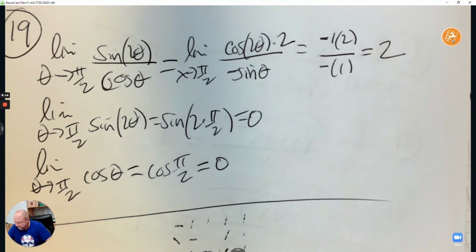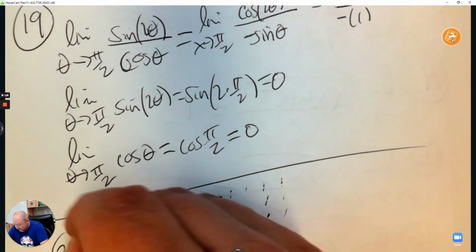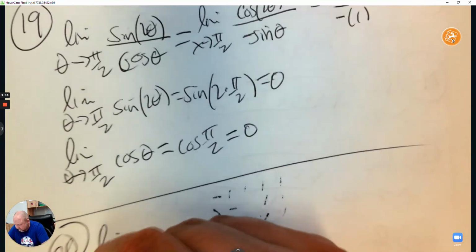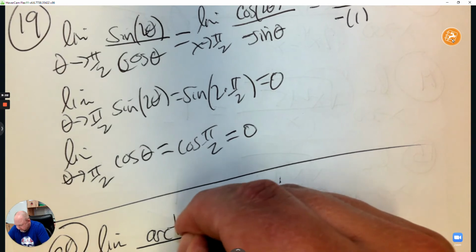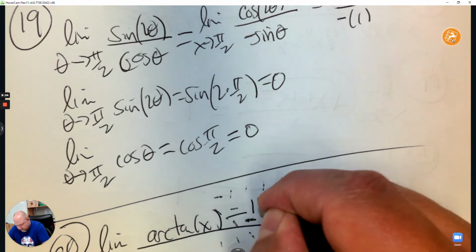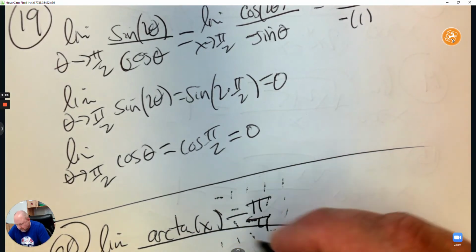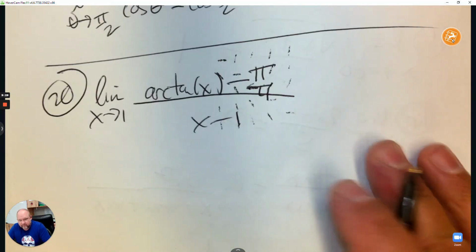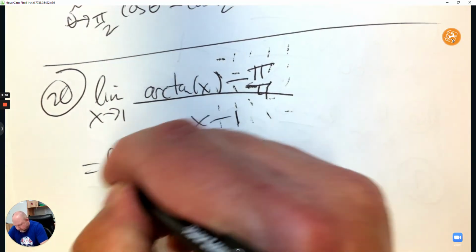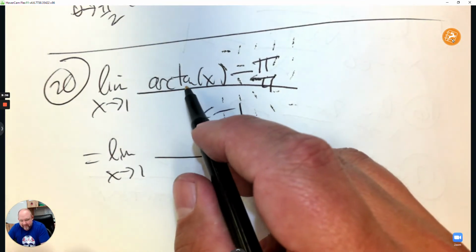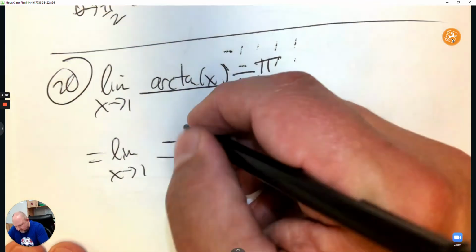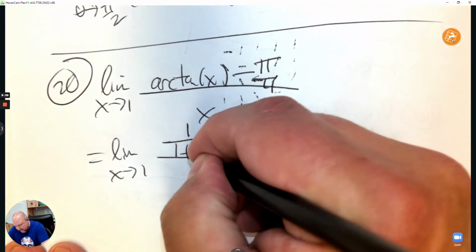Number 20. So the derivative of arctangent x is a fraction. It's 1 over 1 plus x squared.